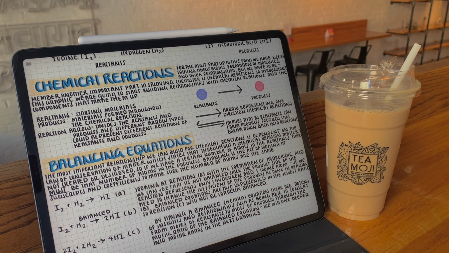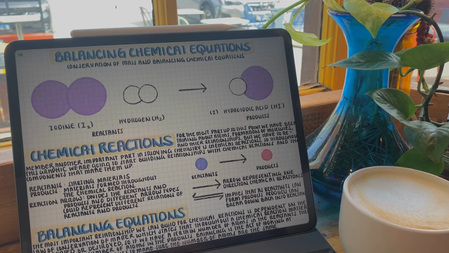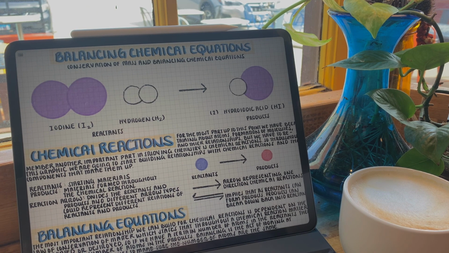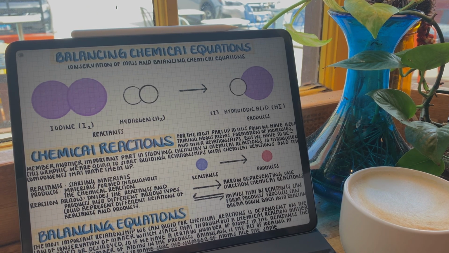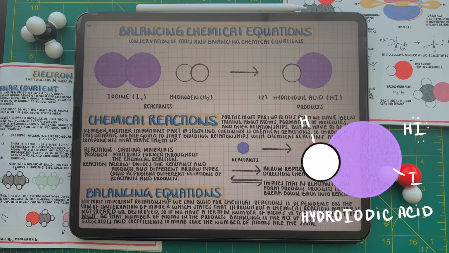Balancing a chemical reaction is the process of looking at the subscripts and coefficients of the molecules in the products and reactants and ensuring that the number of atoms are the same. This is extremely crucial to chemistry, and it's something that we'll be referring to time and time again. So let's start with our first example, formation of hydroiodic acid from iodine and hydrogen.